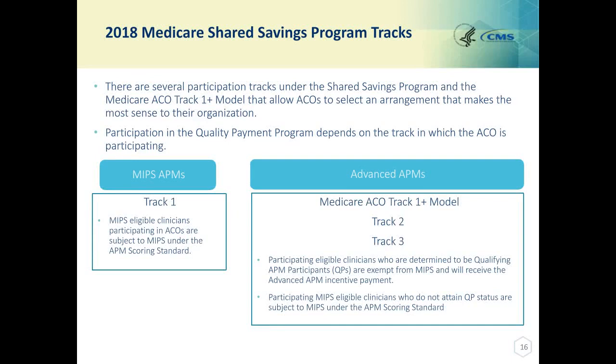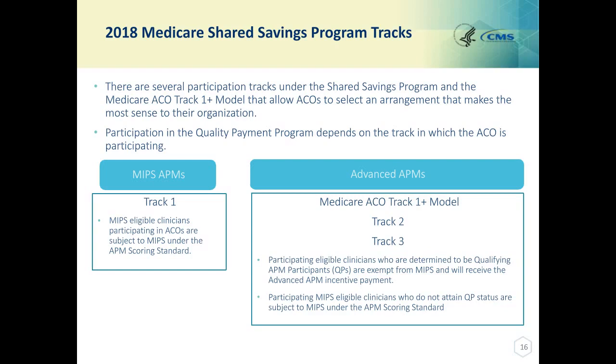So there are several participation tracks under the Shared Savings Program and the Medicare ACO Track 1 Plus model that allow ACOs to select an arrangement that makes the most sense to their organization. Participation in the Quality Payment Program depends on the track in which the ACO is participating. The ACOs participating in Track 1 meet the criteria of a MIPS APM. The MIPS eligible clinicians who are participating in the ACO are subject to MIPS and are scored under the APM Scoring Standard.